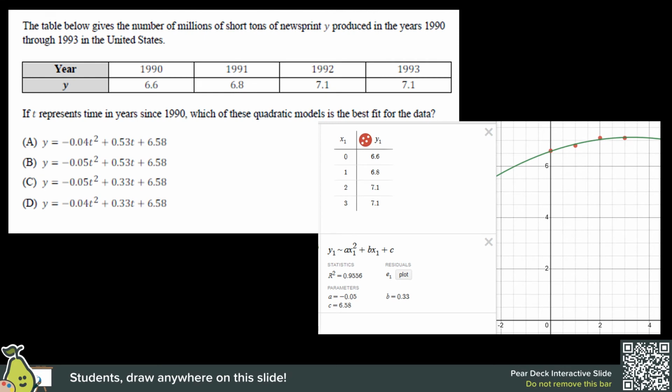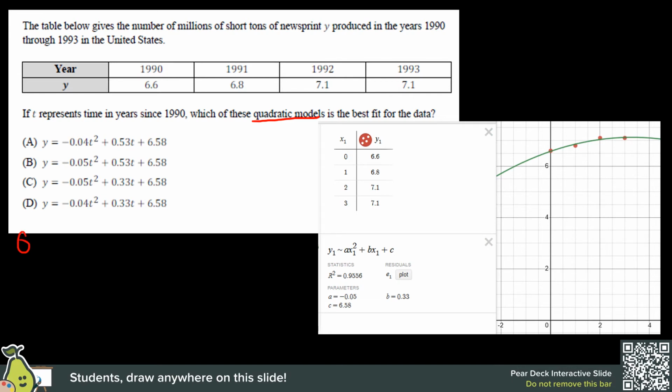So this one says the table below gives the number of millions of short tons of newsprint Y produced in the years 1990 through 1993 in the United States. So we have these values. It says if T represents the time in years since 1990, which of the quadratic, and this is super important, quadratic models is the best fit. So this is a regression question. This has to, I repeat, has to be done in Desmos.